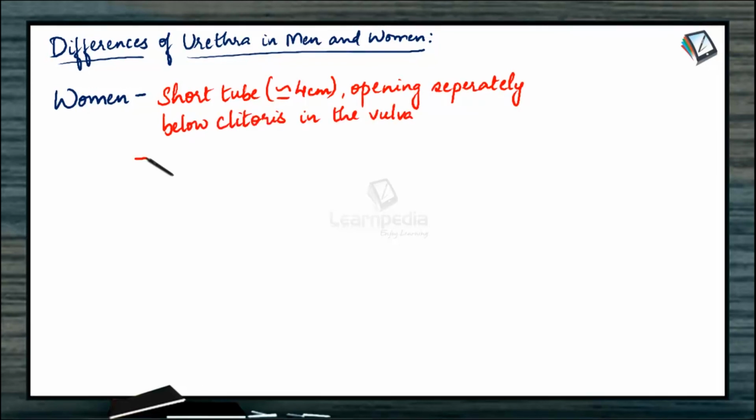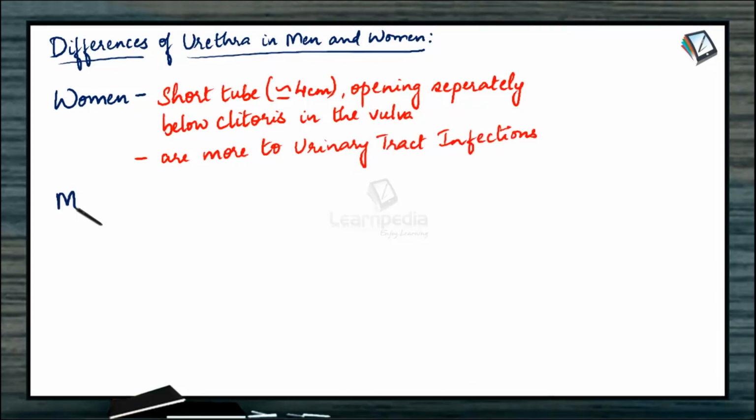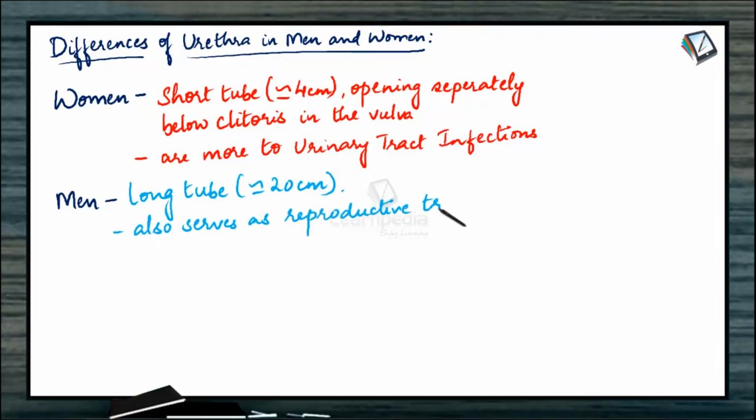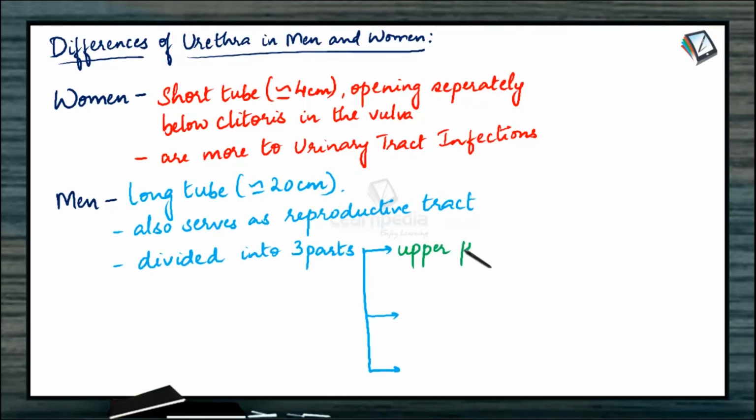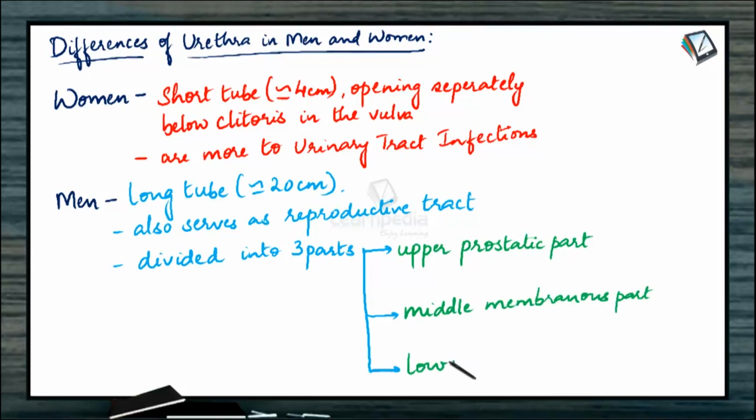the vulva. As the urethra is a short tube, more infections ascend and are more prone to urinary tract infections. Whereas in men, urethra is a long tube, approximately 20 centimeters in length, which also serves as reproductive tract. It is divided into three parts: upper prostatic part, middle membranous part, and lower penile part.